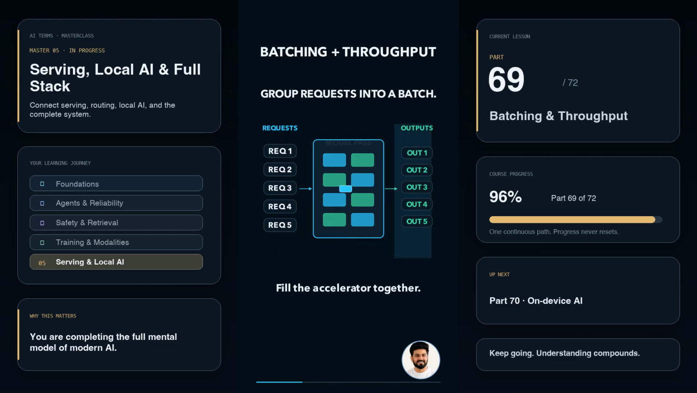Batching groups several requests into one model pass. Instead of sending one request through the accelerator at a time, the server fills a batch and processes many token steps in parallel.